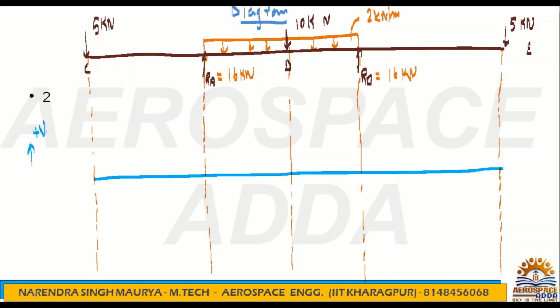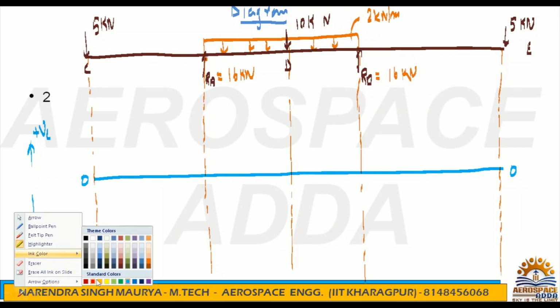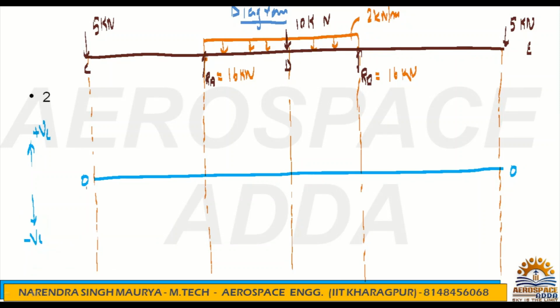Upward will be the positive force, downward will be negative force. Okay, I can say this line is the 0-0 line. 0-0 means reference line. Check at point C, what is the shear force? At point C, if you see the shear force, we'll start from here. I will take black. So give the naming also. This is C, this is A, this is B, this is D, and this is E. Okay, right.